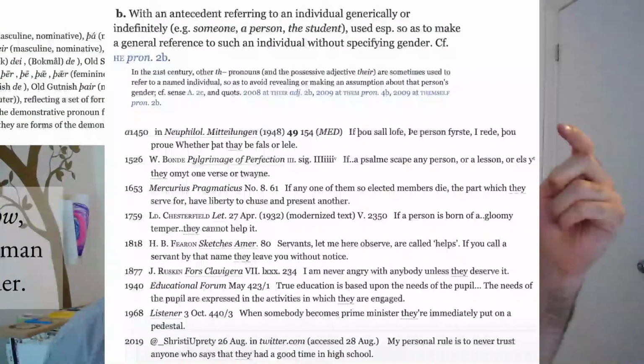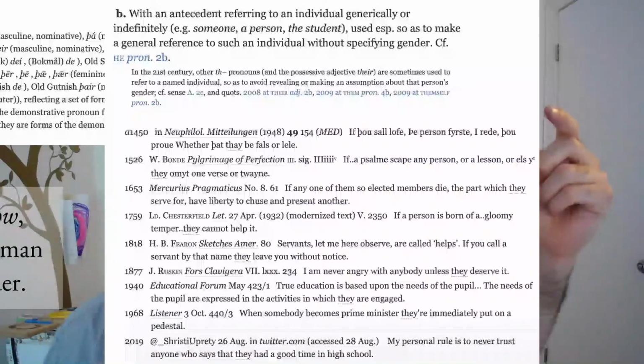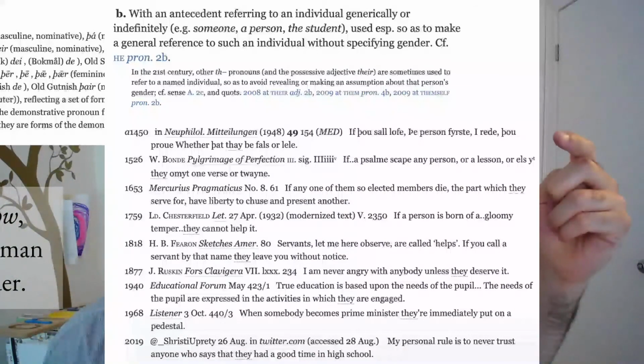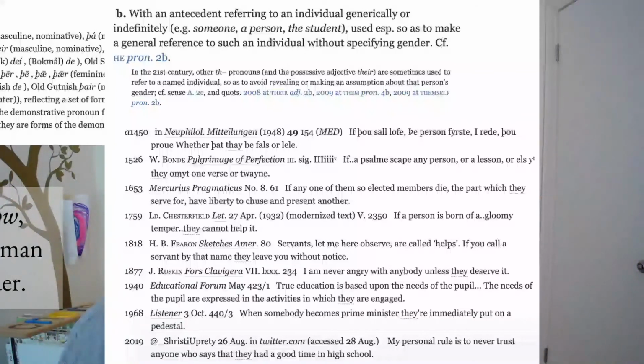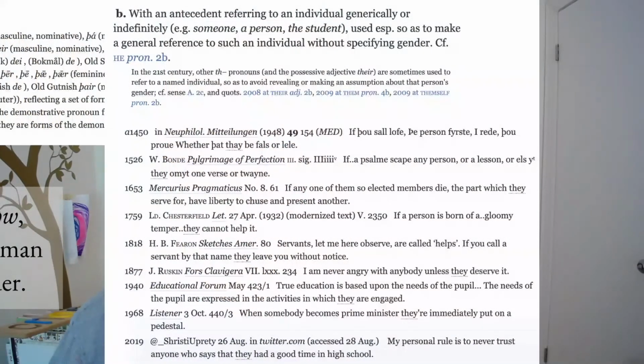This is the singular they, right? So here we have, if thou shalt love the person first, y read thou prove whether that they be false or true. If you shall love the person first, I advise you should prove whether they be false or true. That is, my friends, referring to a singular person with a they, before 1450. It's naturally what happens grammatically when we're talking about a person in general who can be any gender.